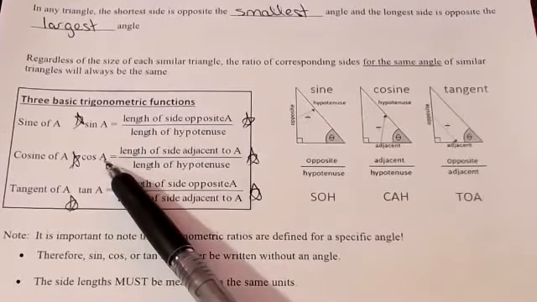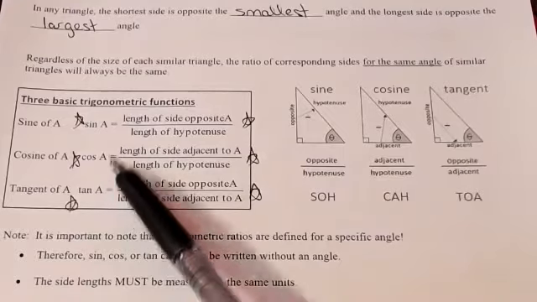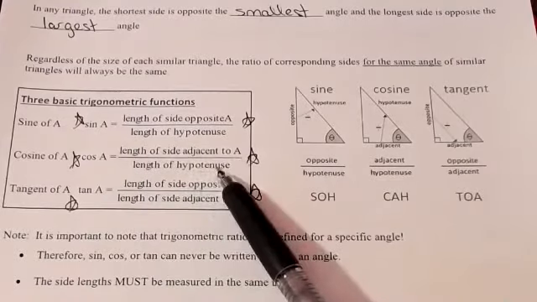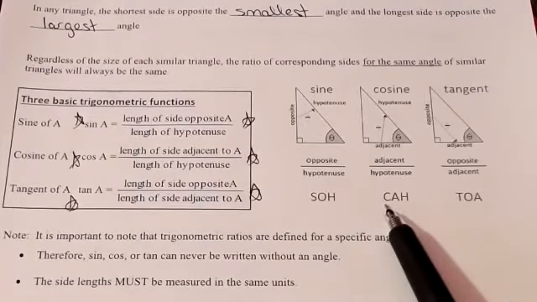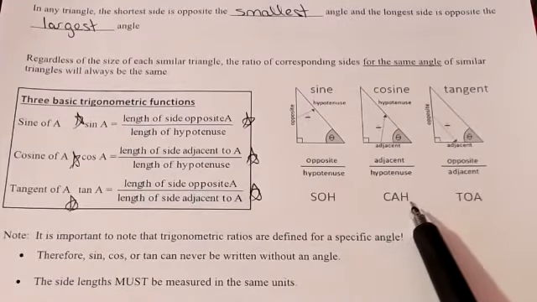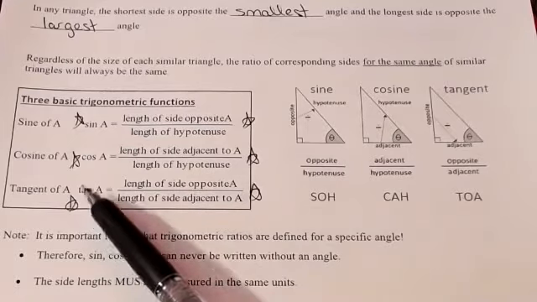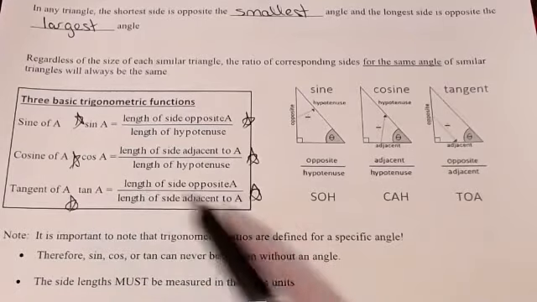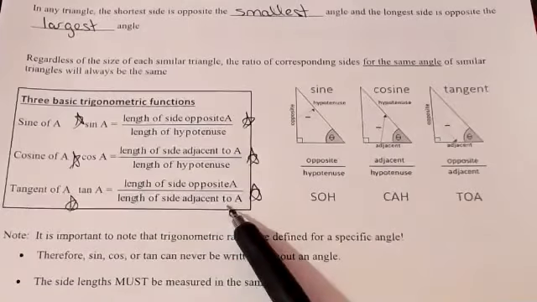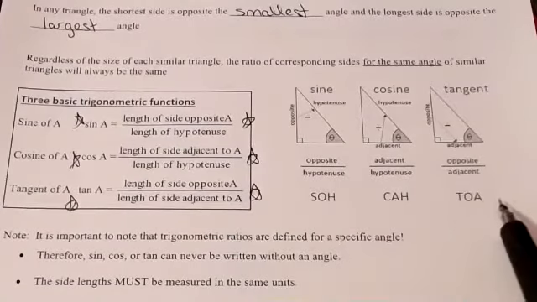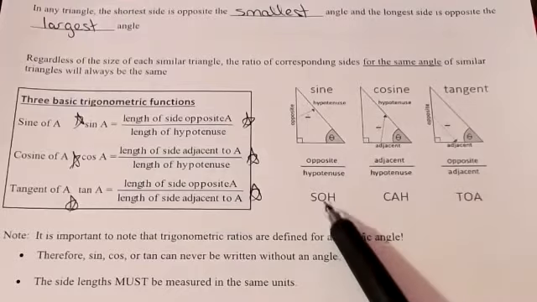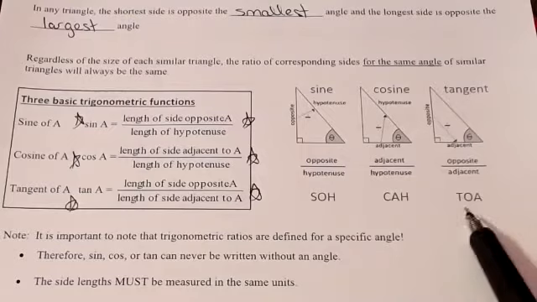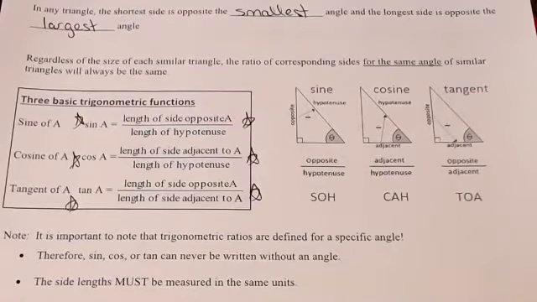For cosine of A, you can find that by taking the length of the side adjacent to A and dividing by the hypotenuse. Cosine is adjacent over hypotenuse. For your tangent, if you have the tangent of A, you can find that by taking the length of the side opposite A and dividing by adjacent to A. So TOA, right? Sine is opposite over hypotenuse, cosine is adjacent over hypotenuse, and tangent is opposite over adjacent.